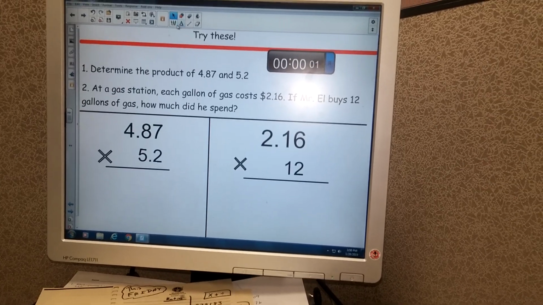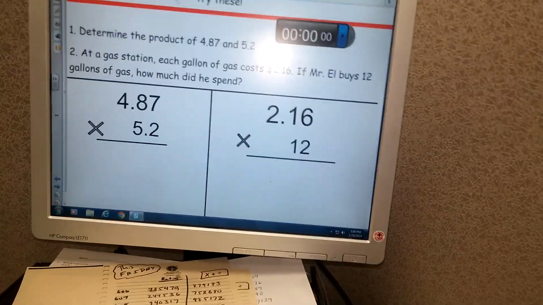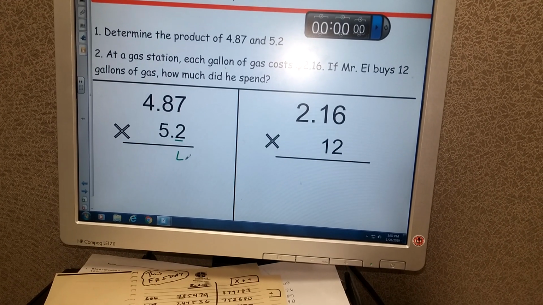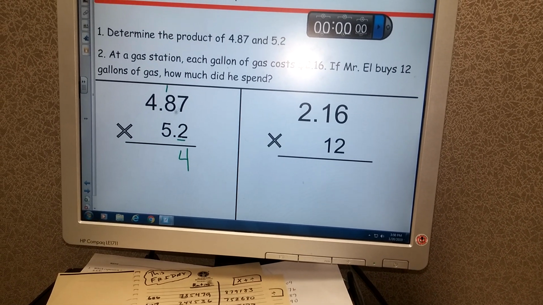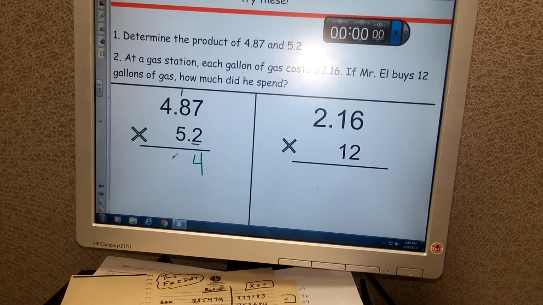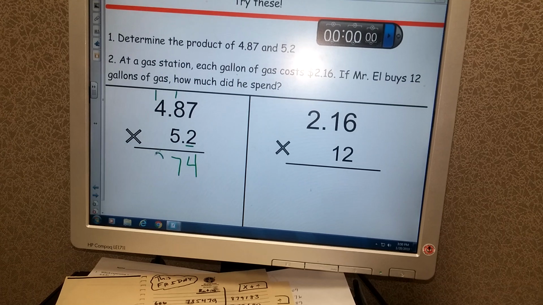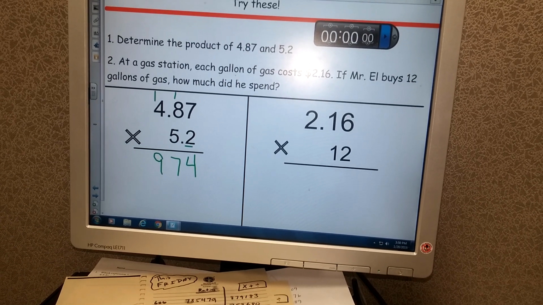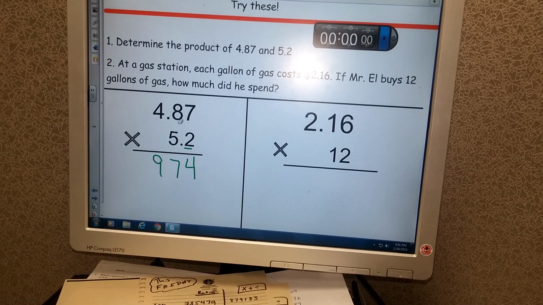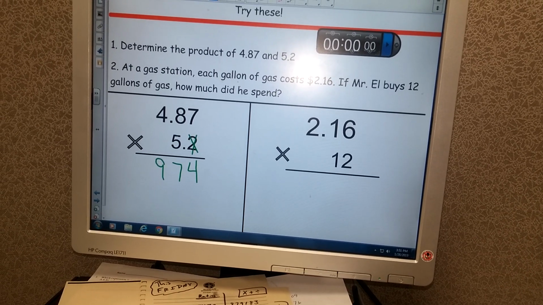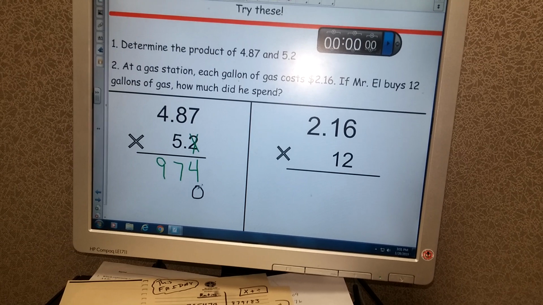All right, this first one, it's a 2-digit by 3-digit multiplication problem. I'm going to start with my ones place. 2 times 7 is 14. I write my 4, I carry my 1. 2 times 8 is 16, plus 1 is 17. 7, carry my 1. 2 times 4 is 8, plus 1 is 9. Again, now I'm going to erase these places and what I carried. I'm done here. I've taken care of that place value, so I'll put my 0 to hold it.